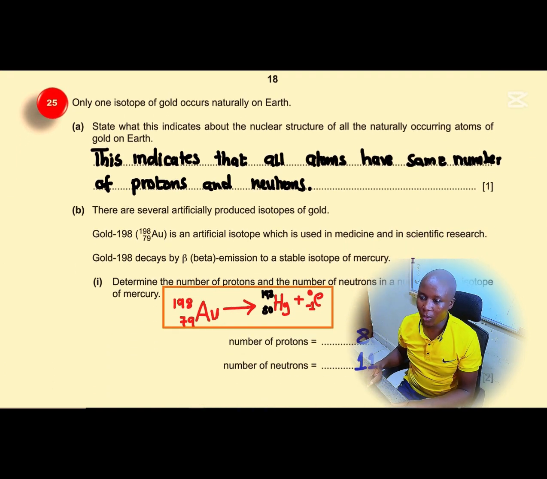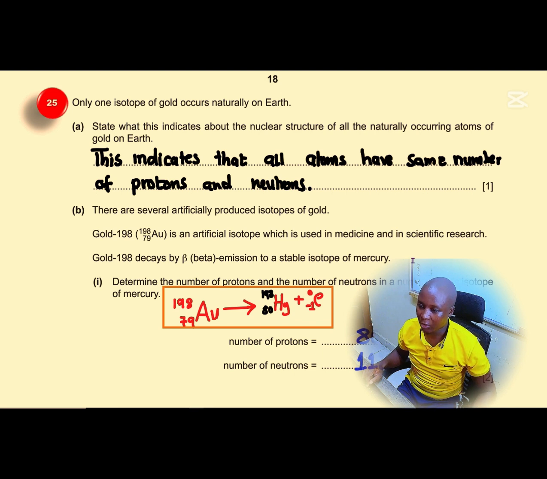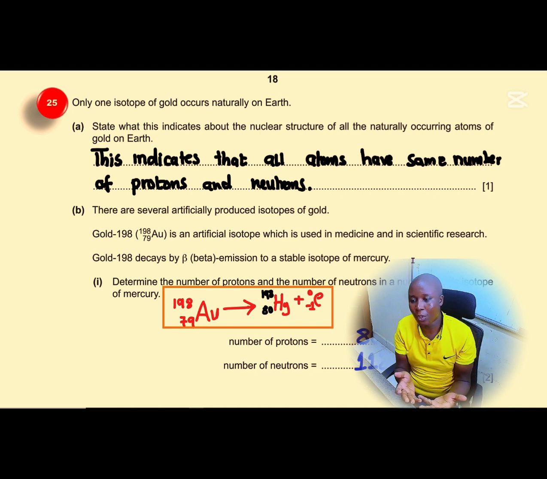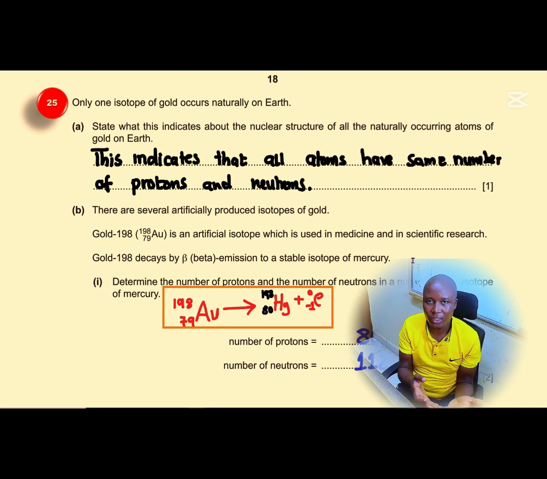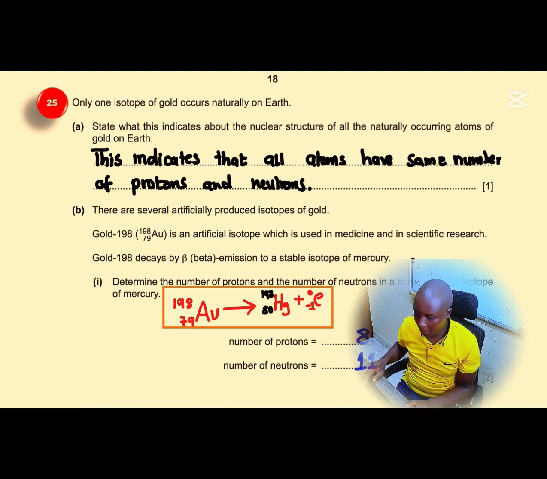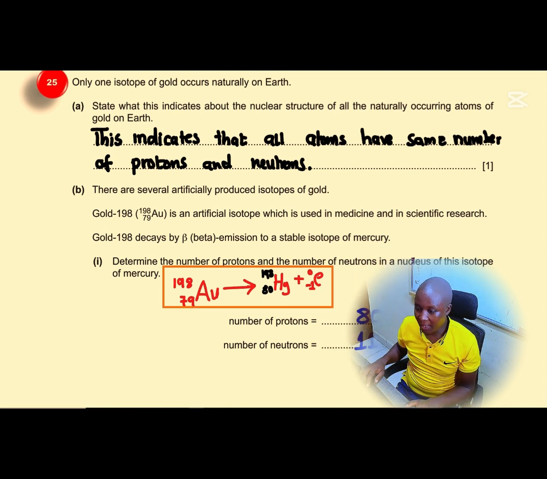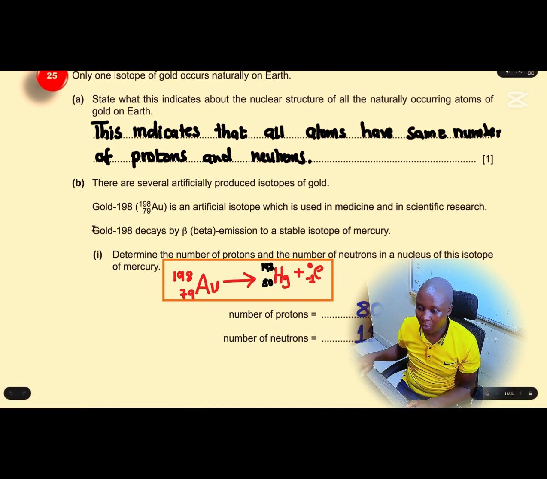We are told only one isotope of gold occurs naturally on Earth, and then asked to state what this indicates about the nuclear structure of all naturally occurring atoms of gold on Earth. This indicates that all atoms have the same protons and the same neutrons. If they had different numbers, it would mean that they exist as different isotopes. So determine the number of protons. So how do we approach that?